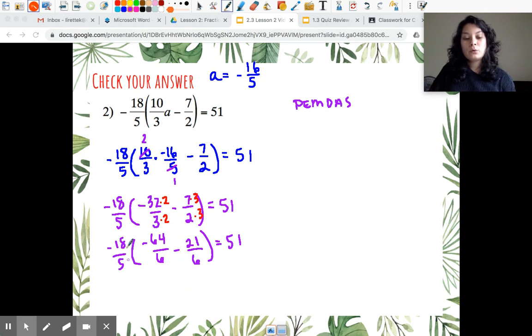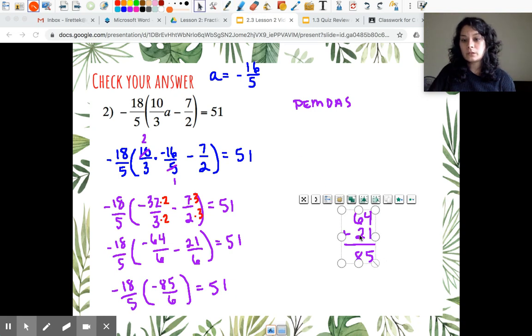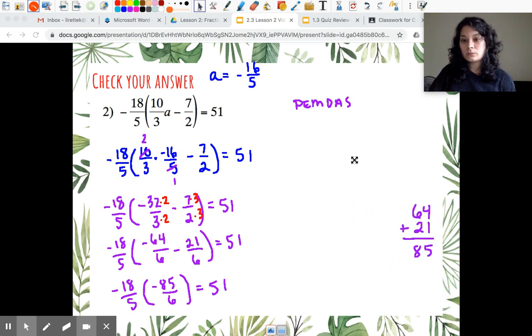Before I multiply with this 18 over 5, again, I'm going to get this value in the parentheses down to one number so I don't have to use the distributive property. Their signs are the same, so I'm going to combine them. 64 plus 21 is going to give me 85, and it should be a negative 85. Denominator stays the same. Now I'm going to look for things to cross cancel and cross reduce. Let me move this over here.